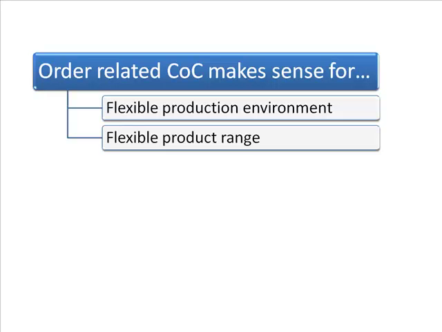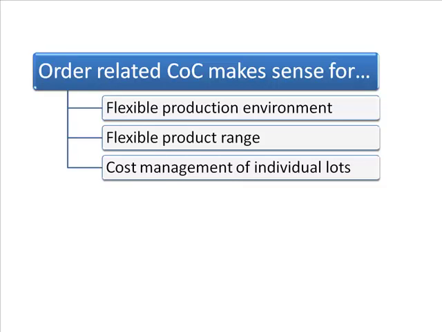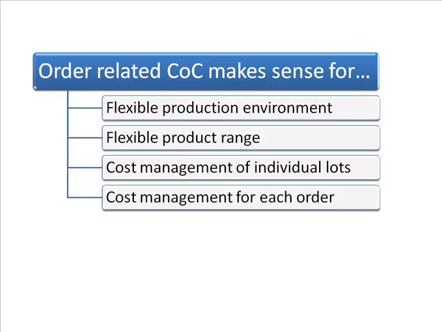Okay, that's the idea here. Whereas if it's flexible and every order costs different, then you may do that. Or if you have a very flexible product range, same scenario, then you might want to be much more accurate in how you do the costing. And of course, if you want to do cost management of individual lots of production, for whatever reason, which of course implies that there is scope for the cost to vary quite a lot between lots. So once that scope is there, you want to actually see what happened. So if you want to do this, then you want to do order-related COC.